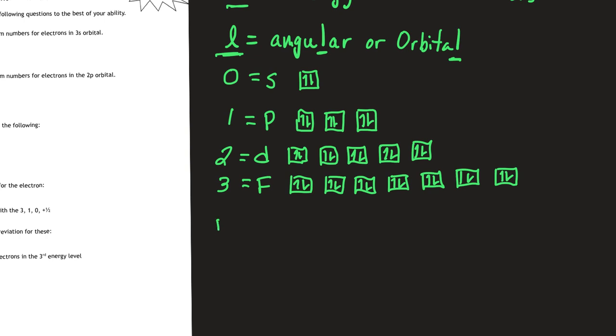Let's take a look at m sub L. That's going to refer to these little boxes that we've drawn. So when we have an s orbital, we only had 1 box, right? And we're going to say that that's 0. For a p orbital, we had 3 boxes, so we can tell them apart, we're going to call this box -1, this box 0, and this box +1. So this is my s orbital. Here's my p orbital and the 3 suborbitals in between them.